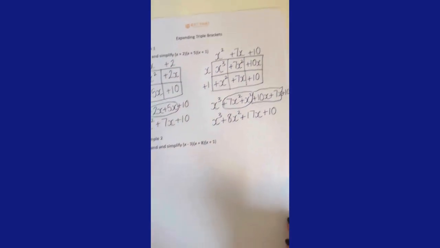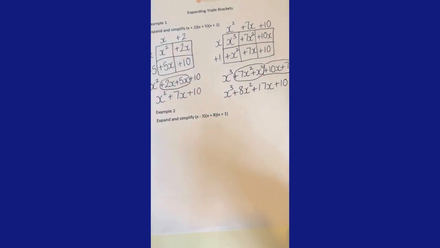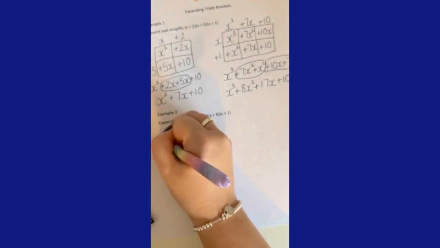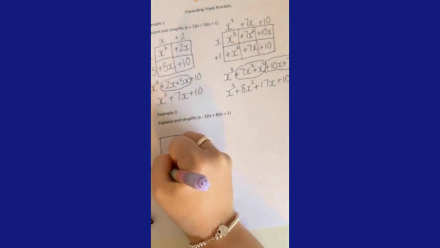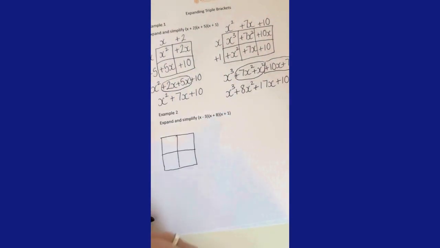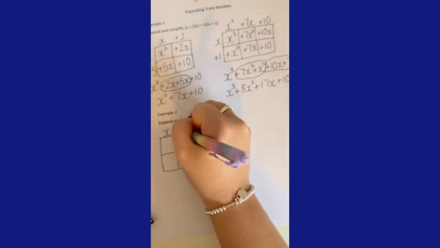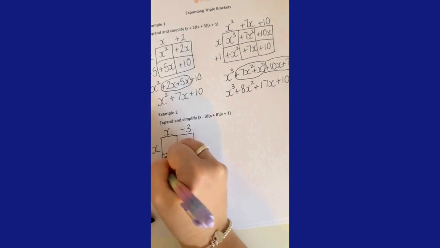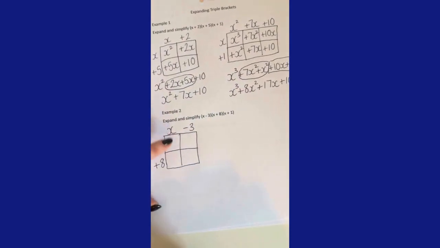Okay, let's have a look at example number 2 then. Expand and simplify x minus 3, x plus 8, and x plus 1. So first and foremost, we're going to expand these first 2 brackets. Again, with our 2 by 2 square grid. Like I said, it doesn't have to be neat. We're going to have x minus 3 along the top, and we're going to have x plus 8 down the side.